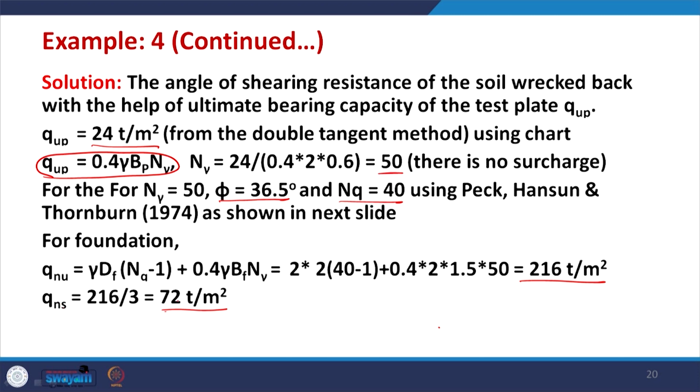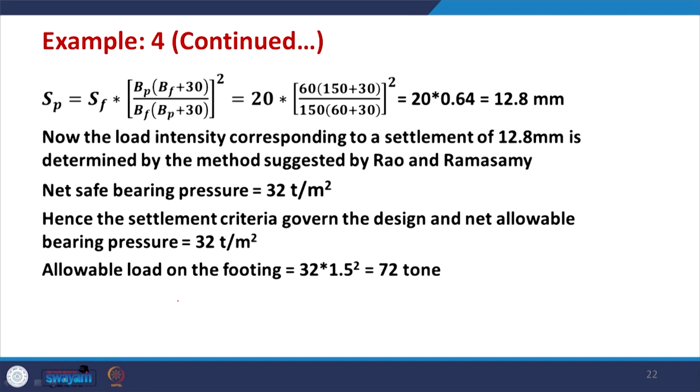This was based on the bearing capacity equation, but we need to check from the settlement criteria also. And for the settlement criteria, what do you have? The settlement for the plate, the allowable settlement, is given here. It is the reverse case here. Earlier, you were given the load and you found the value of SP from the plate load test, but SP is not known here.